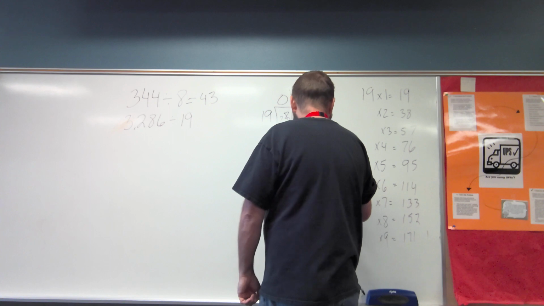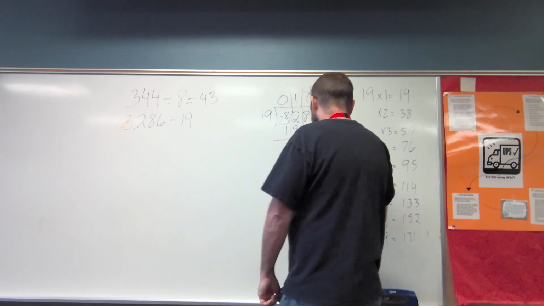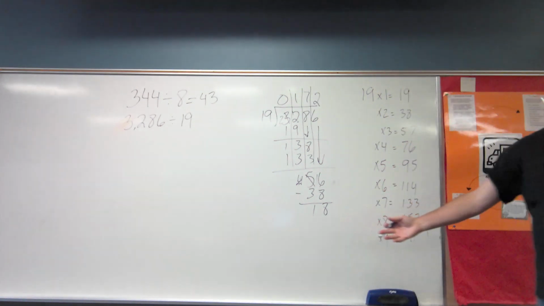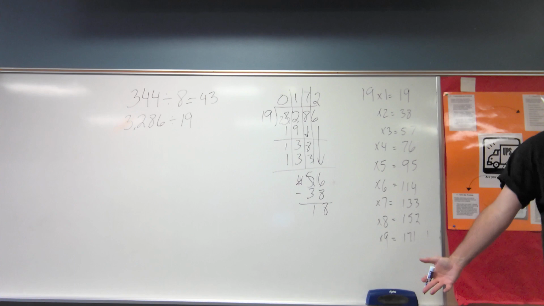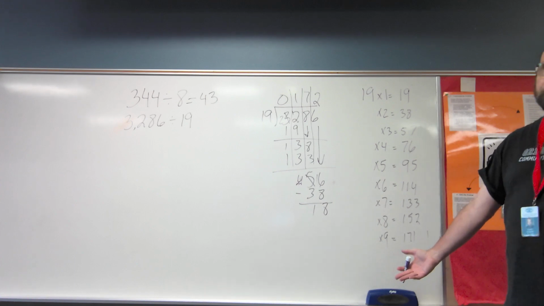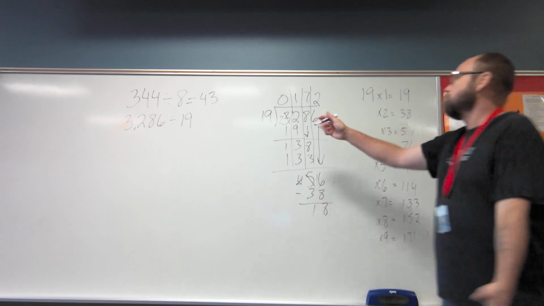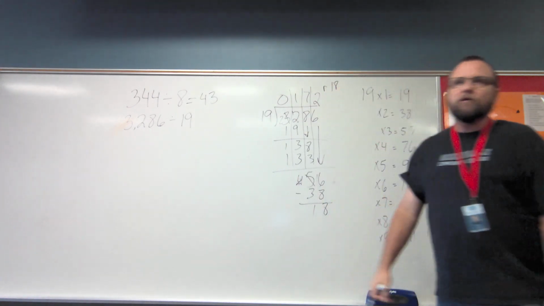Subtracting, I get 18. So 18 will be my remainder. Can it be my remainder? Yes. It seems awful big, but it can. How do I know? Because it's less than 19, less than my divisor. So I have 172 with a remainder of 18.